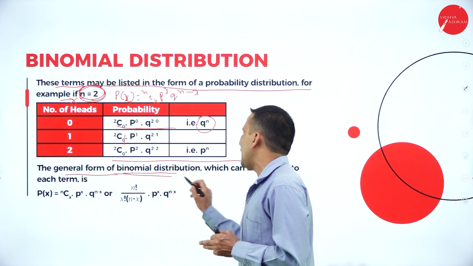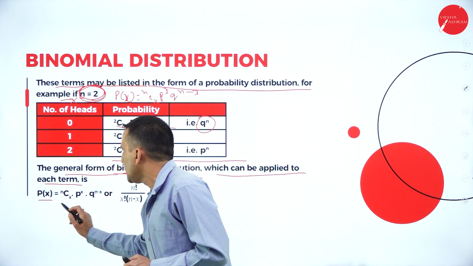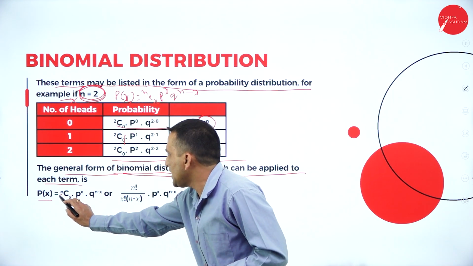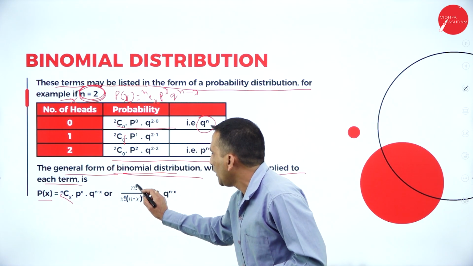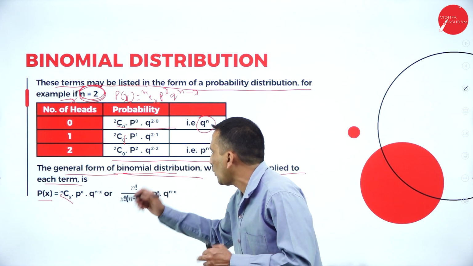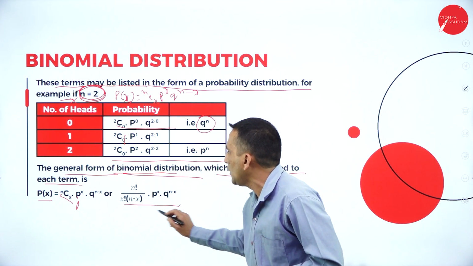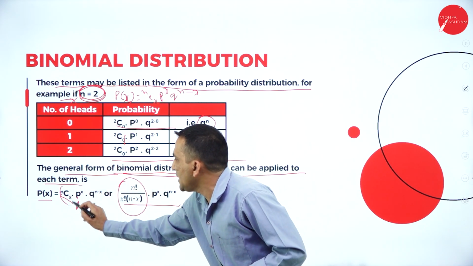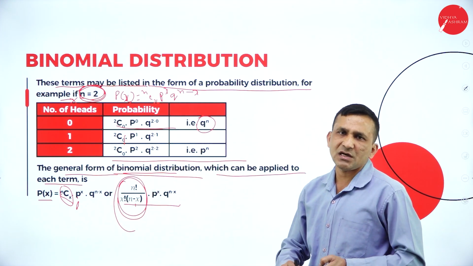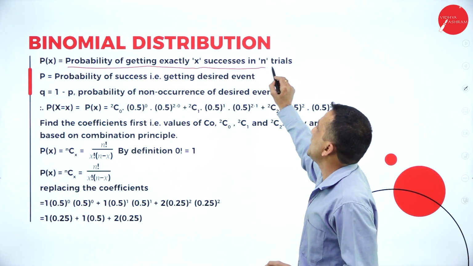General form of binomial distribution which can be applied to each term, which is P of X, nothing but NCX, which is n factorial format. So, in place of NCX we are writing n factorial, numerator n factorial divided by x factorial into n minus x factorial, P to the power of x into q to the power of n minus x. This is your formula. Instead of writing NCX, if you go for the combinations related formula, this is your combinations related formula. So P of X is the probability of getting exactly x successes in the n trials.